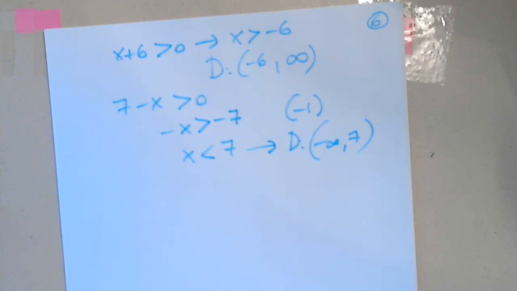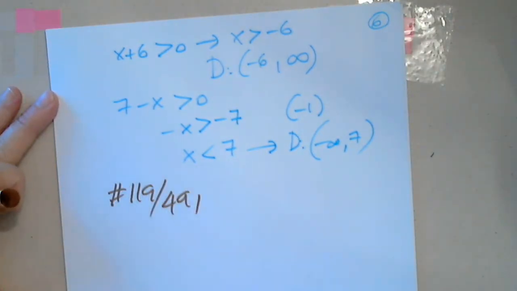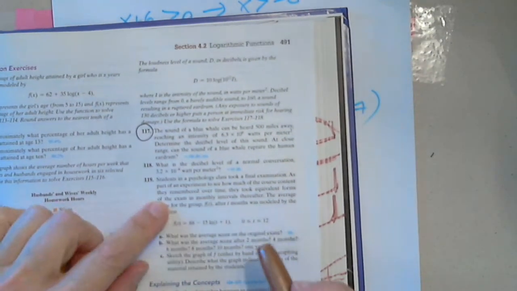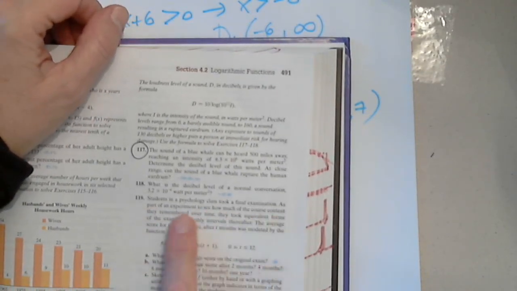On page 491, I would like to start with 119 on 491, and let's read it. Students in a psychology class, I know you can't really read it, but at least I'm showing you where it is. Students in a psychology class took a final examination.